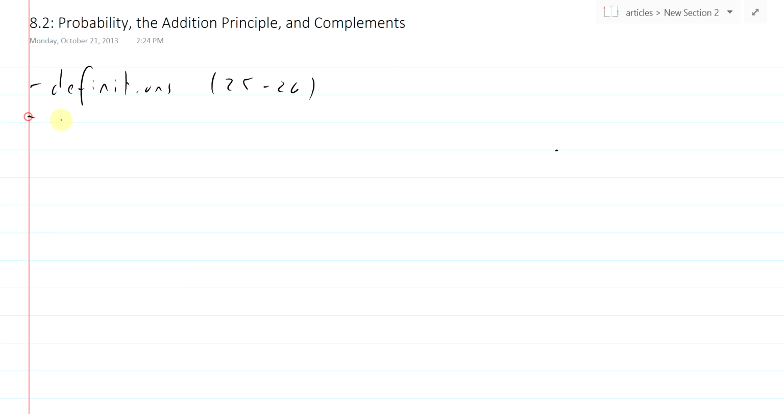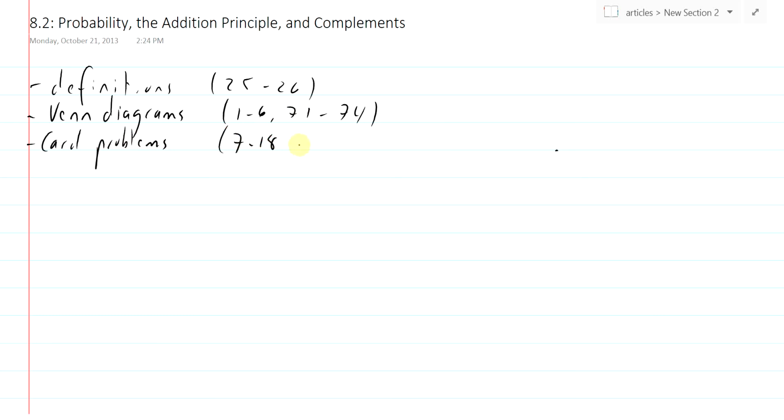We'll talk a little bit about Venn diagrams and probability. And so that will deal with problems 1 through 6 and 71 through 74. Some more card problems. Problems 7 through 18 and 53 through 56. And then some dice problems, right? Card problems and rolling 2 dice are sort of classic examples of probability. And it's problems 27 through 30.